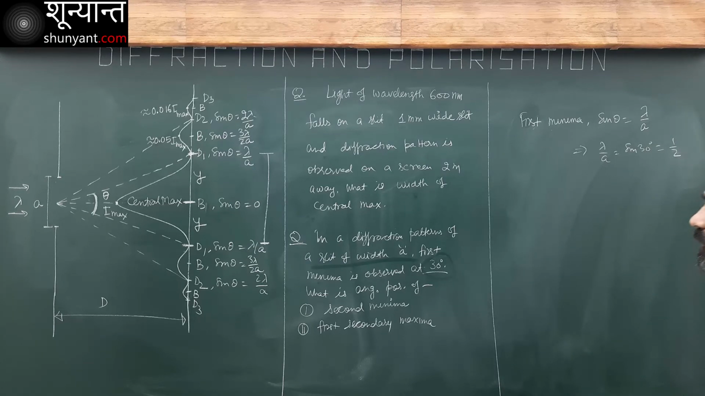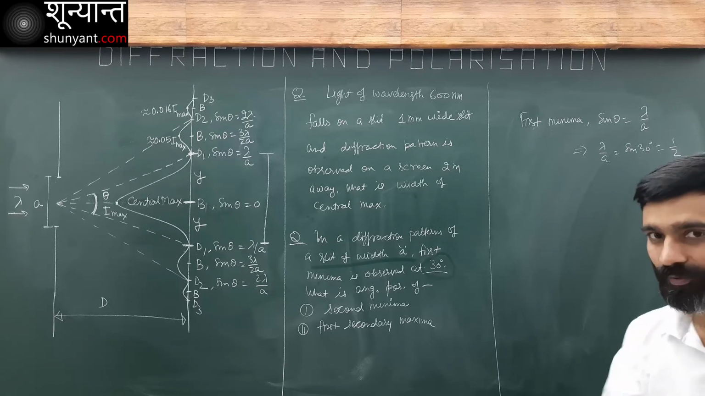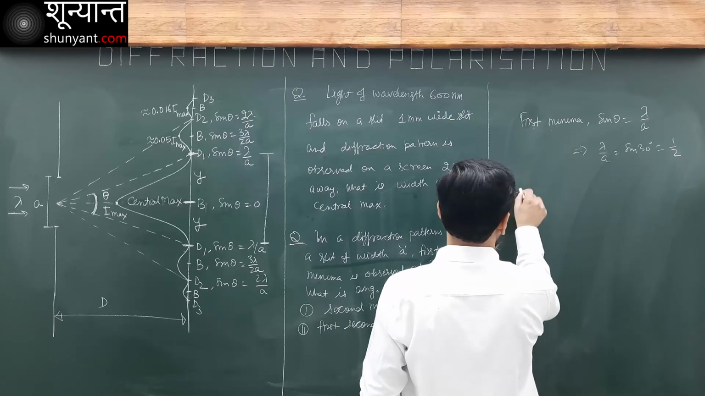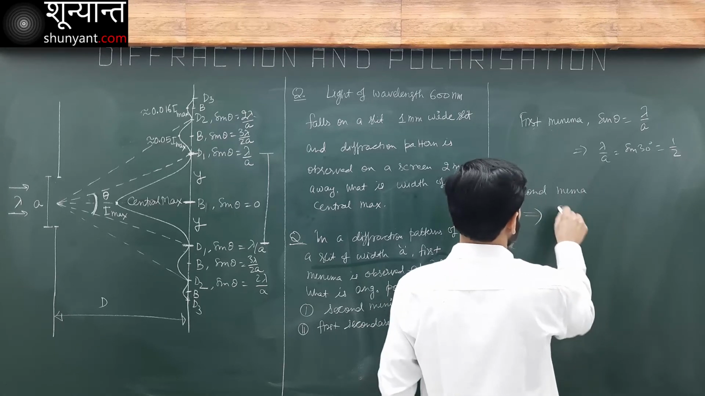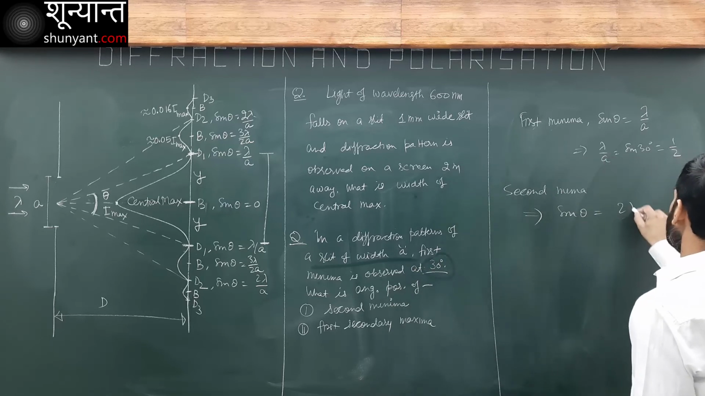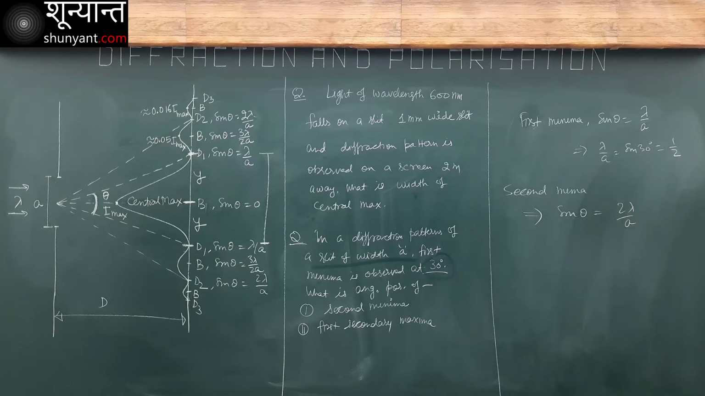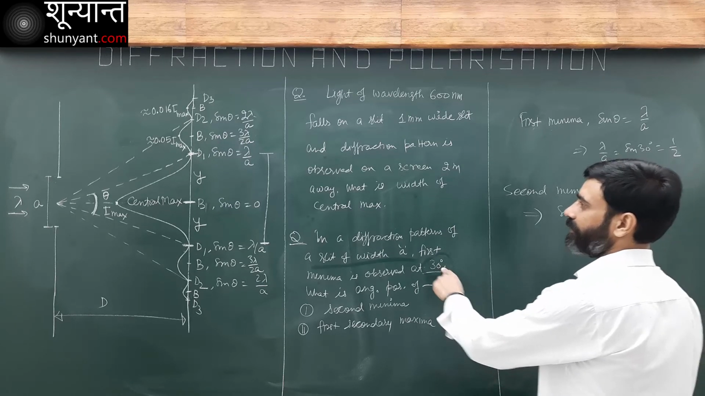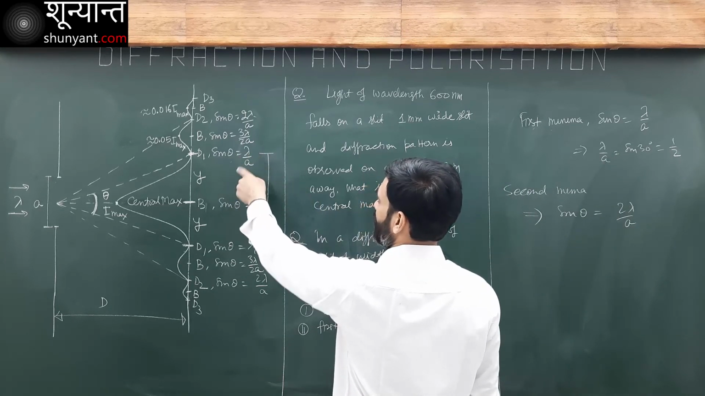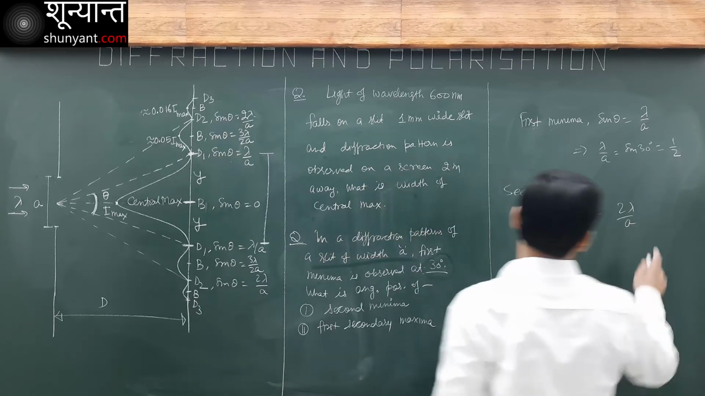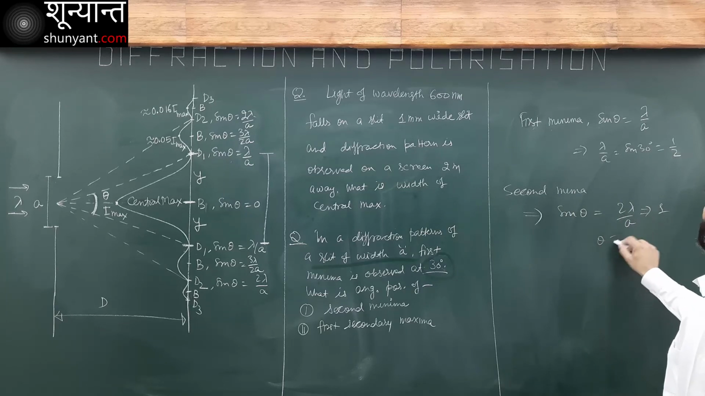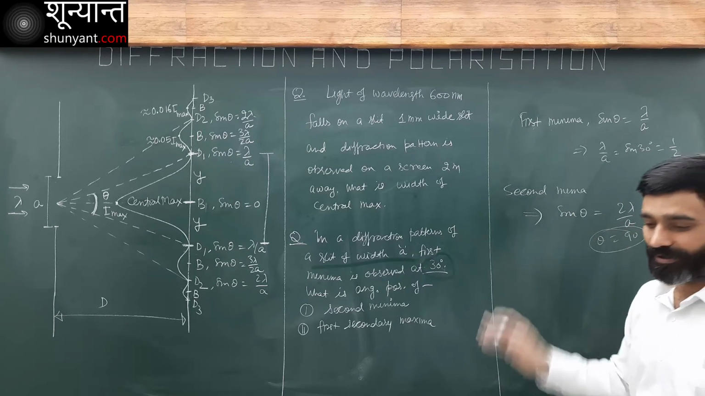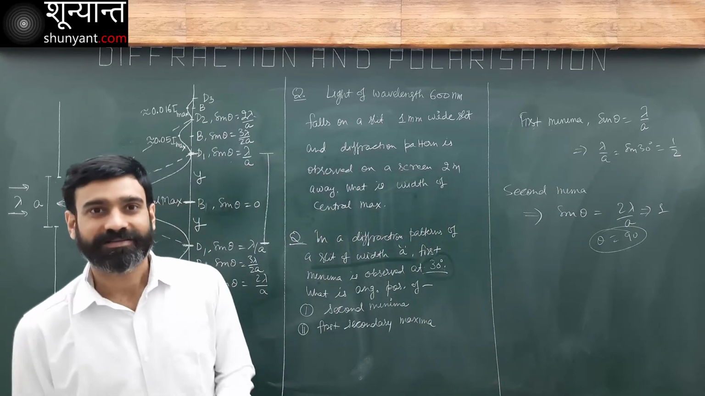Now what do I have to find? Second minima. For second minima, what should sin theta be? It should be equal to 2 times lambda over a. First minima is observed at 30 degree, so I got lambda over a. Second will be 2 times lambda over a. That means 1, so theta is 90 degree. That means it is never observed. The second minima is never observed.